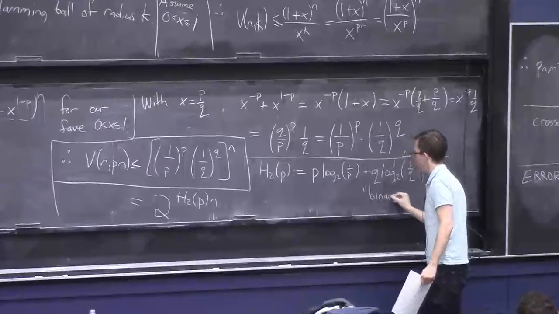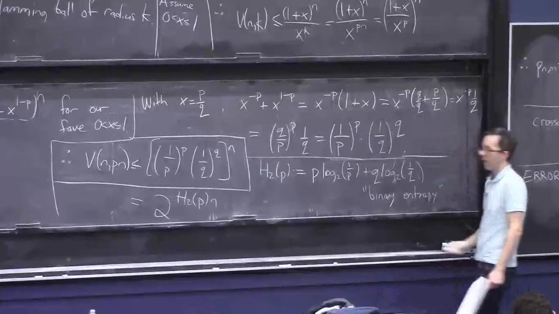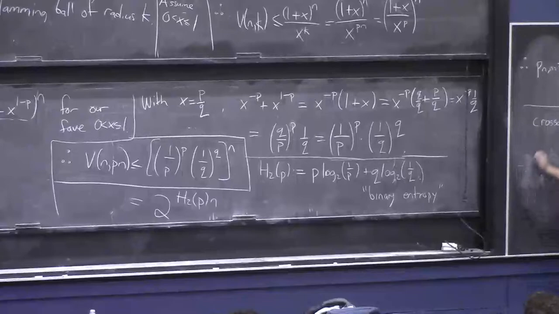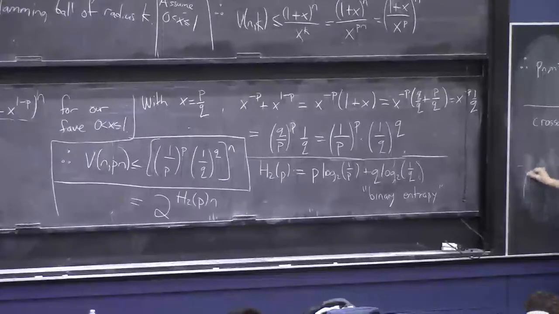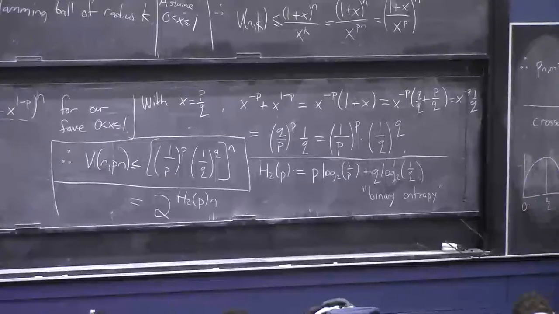And maybe you've seen it before. It's the entropy of a biased coin that comes up heads with probability p and tails with probability q. So it's a number between 0 and 1. Like if you plot it, it looks like this. That's a half. It's symmetric. That's 1. That's 0. That's p. This thing is 1. This is h2 of p.